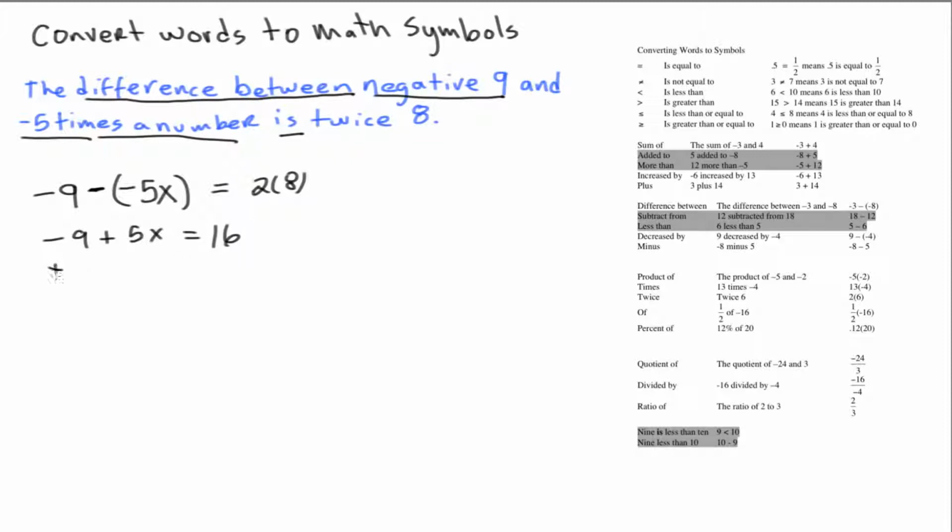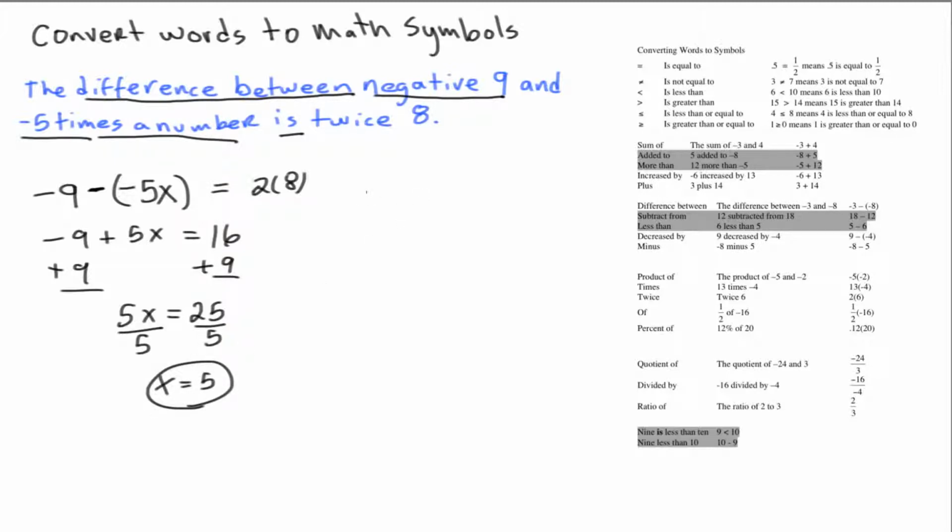16. So I'm going to add 9 on both sides because we want to isolate 5x to solve it. And here's 5x equals 16 plus 9 is what? 25. And then to get rid of the 5 or isolate the x, we divide by 5. X is equal to 5.